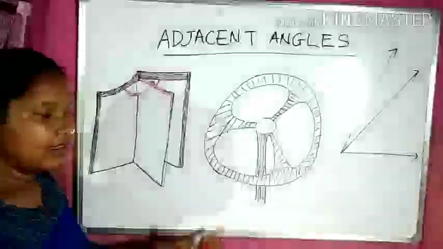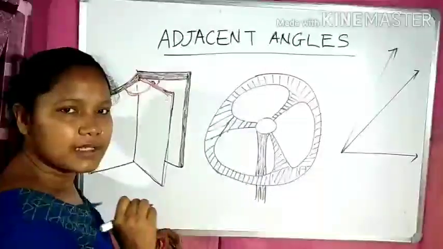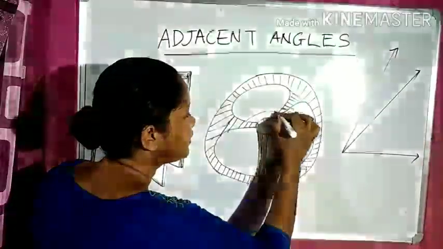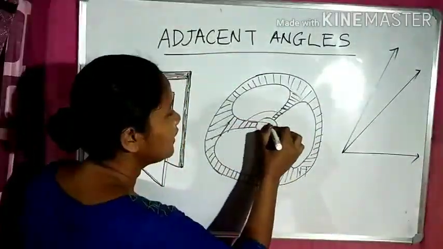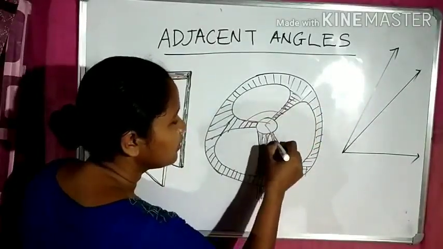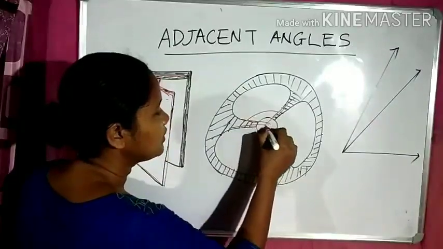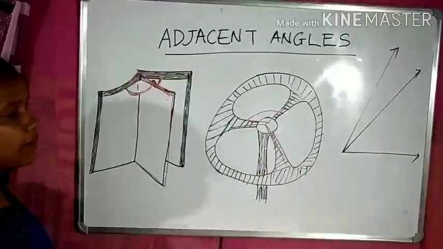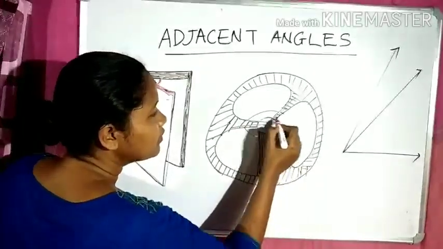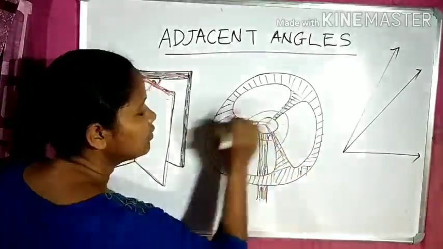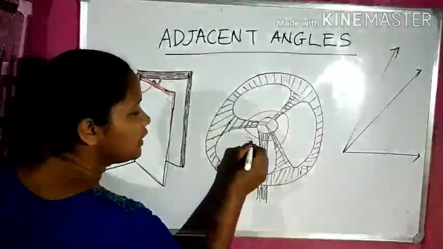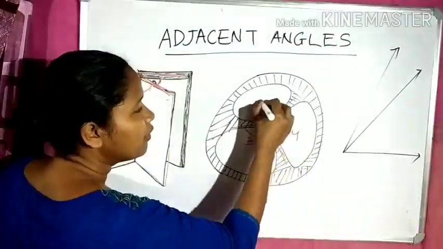The second picture is a steering wheel. Here you see one angle formed by this side, then another angle, then this third angle. Three angles are formed side by side. If I name them, this is 3, 4, 5.